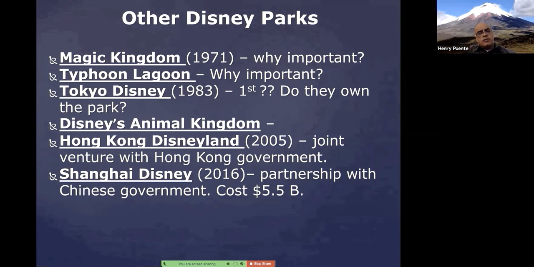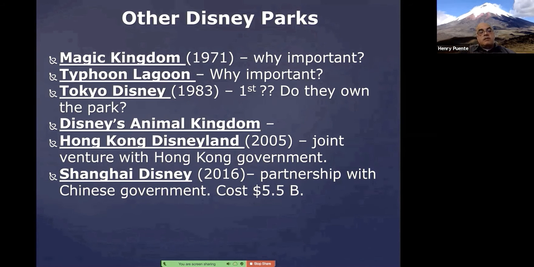So this is a joint venture with the Hong Kong government in 2005. And since then, they are doing a joint venture in China with Shanghai Disney. So this particular park is, I believe, 57% owned by the Chinese government, and 43% is going to be owned by Disney. The park right now is destined to cost $5.5 billion, which means this is going to be the most expensive park that Disney's ever built. They've never spent this much money on building a park anywhere.